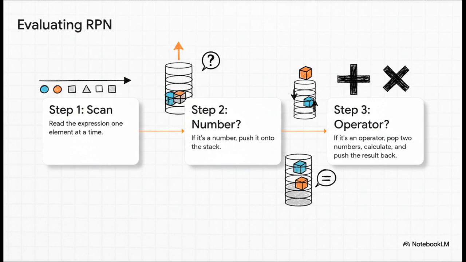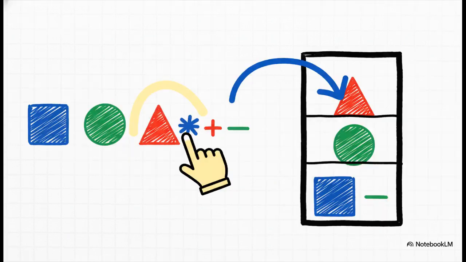And the algorithm is just beautiful. You scan the expression from left to right. Anytime you see a number, you just push it onto the stack. Simple. The moment you see an operator, like a plus or a minus sign, you pop the last two numbers off the stack, do the math, and then push the single result right back on top. Let's walk through it. So here's our expression. 2, 3, 1, times, plus, 9, minus. We start at the left.